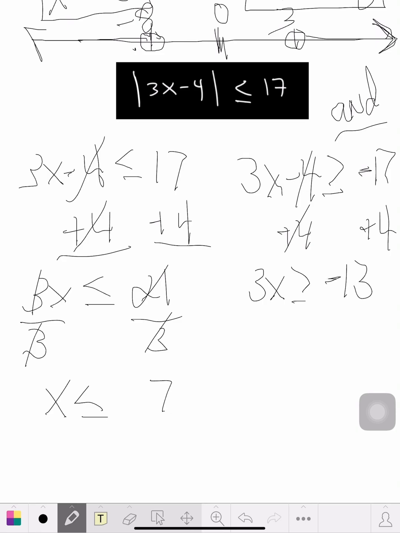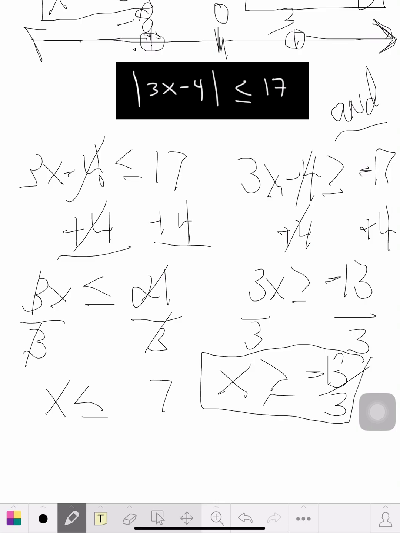We still got to get the x by itself now. So what we're going to do now, we're going to divide by 3. Divide this side by 3. What you do to one side, you got to do the other. So we're going to have x is greater than or equal to negative 13 thirds. And that's the answer. So let's square that off. That's one answer. And this is the other answer.